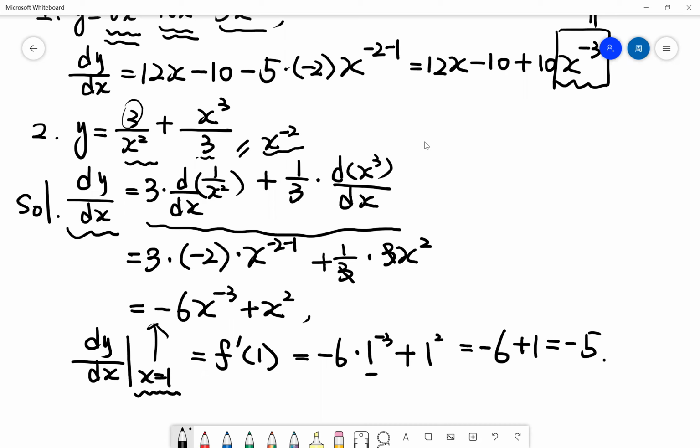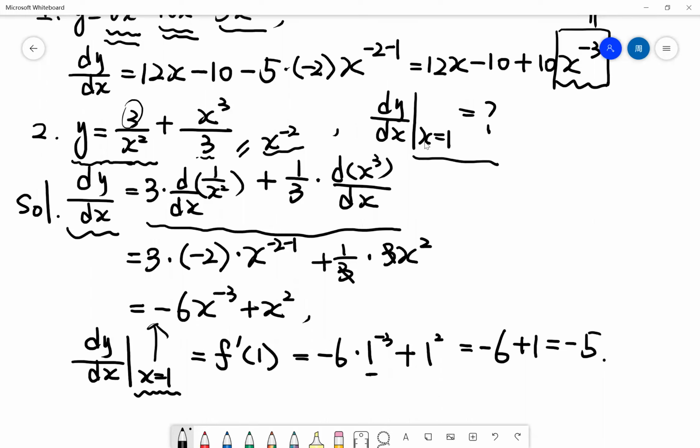Do you have any questions? No? Okay, so you all did it correctly. Laoshi, why did we take x equal to 1 in the last line? Because from the question I want you to get this. The question is, if the function y equals 3 by x squared plus x power 3 by 3, I want you to find dy/dx at x equals 1. The question is it.